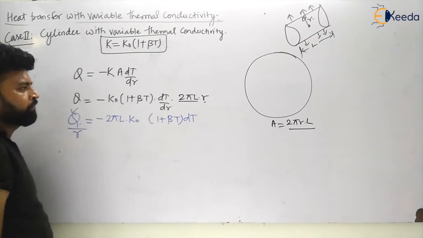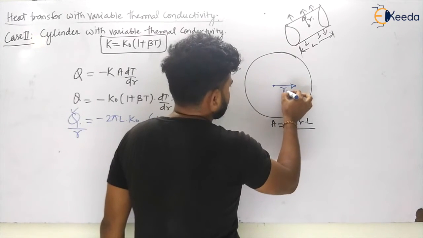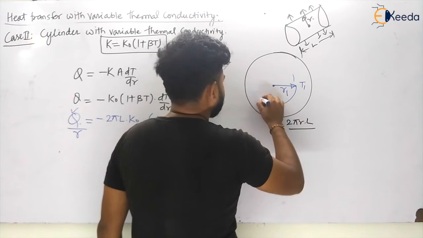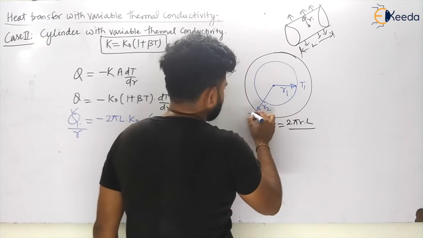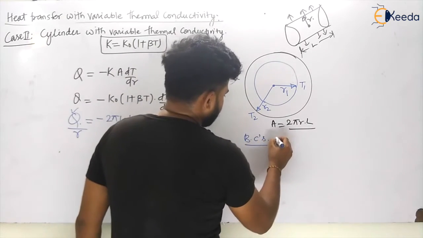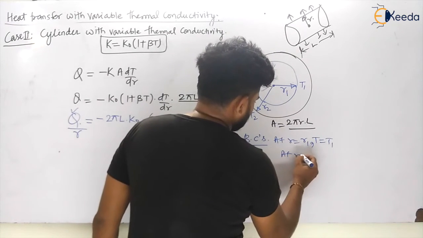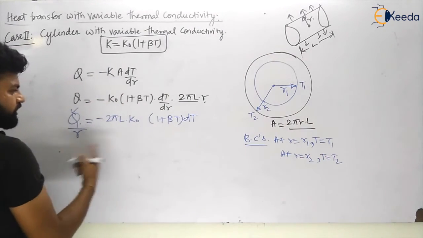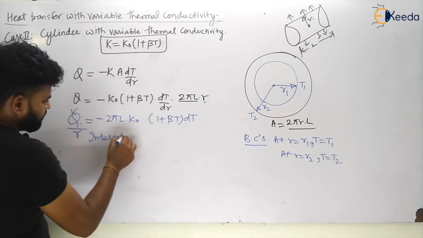thermal conductivity. So let us say there is temperature T1 at radius R1, and at radius R2 the temperature is T2. Now these are the boundary conditions. So boundary conditions are at R is equal to R1, temperature T is equal to T1. At R is equal to R2, temperature T is equal to T2, my dear students.